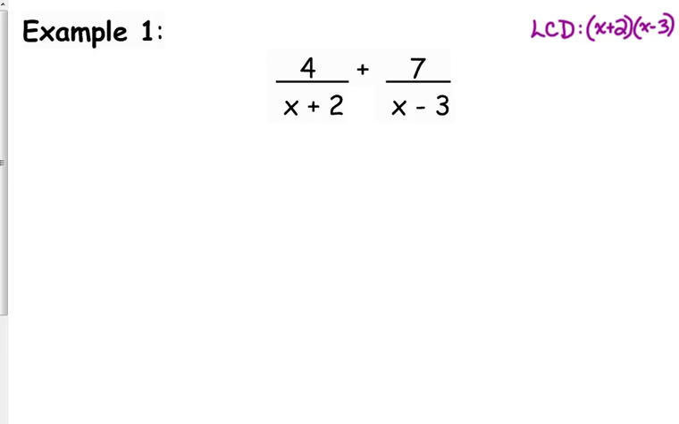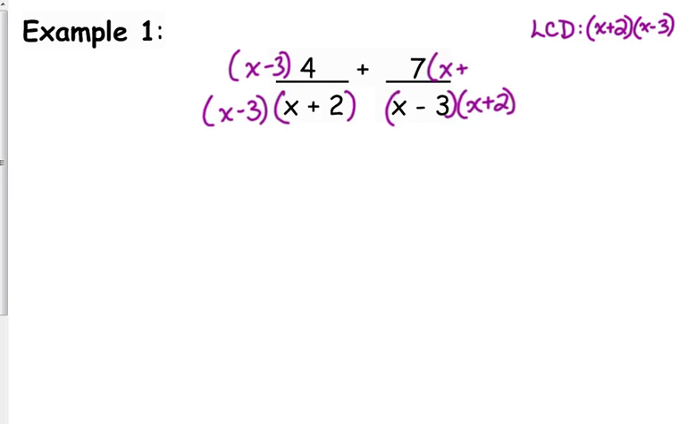So that means the first one is missing the x minus 3 part. So we've got to multiply it top and bottom by x minus 3. The second one is missing the x plus 2 part. So we need to multiply it top and bottom by x plus 2.